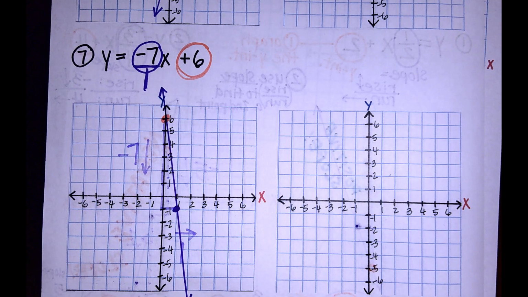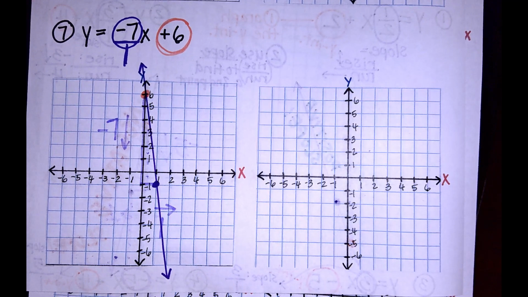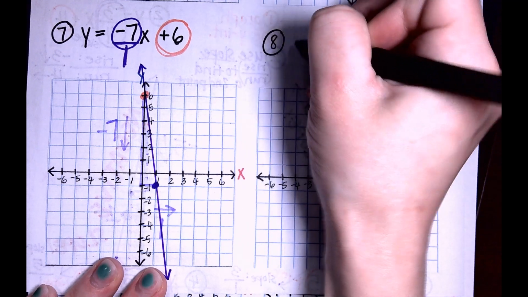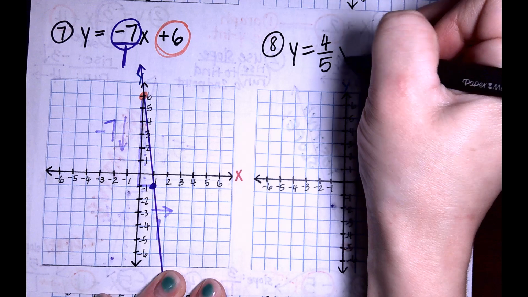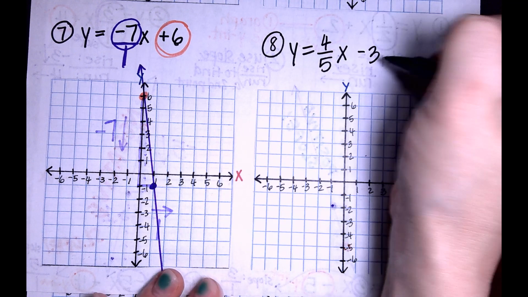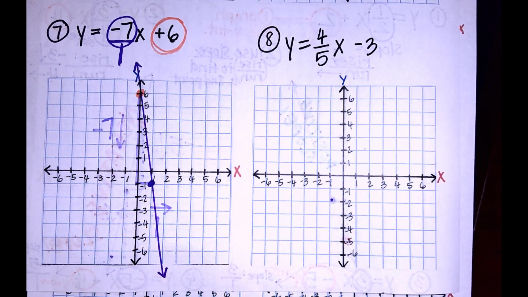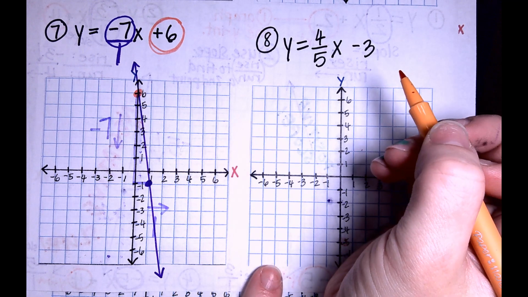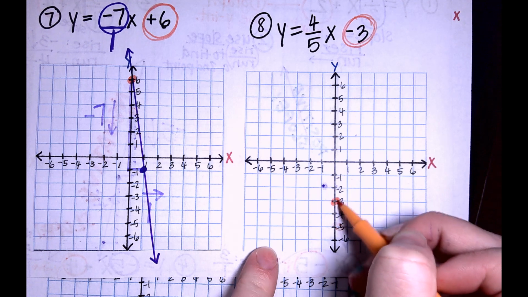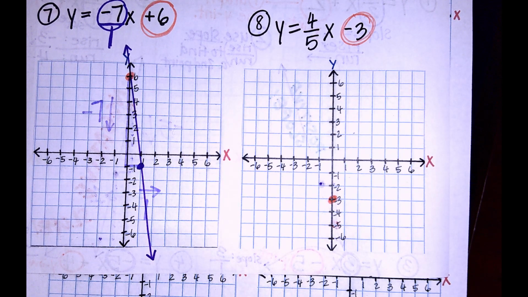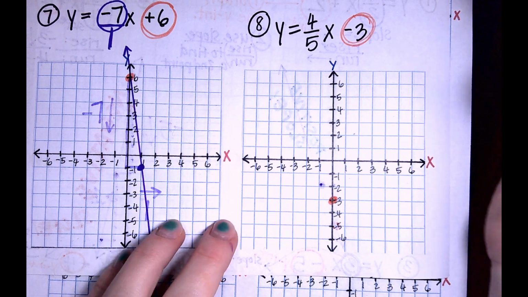Okay, number 8. What did I do with that question? Okay, it is y equals 4 over 5x minus 3. Okay, how do I graph this one? You have plotted a dot on the y-axis at negative 3. Perfect. Negative 3 is my y-intercept, so that's where I'm going to start. Negative 3 on the y-axis. And you're going to rise 4.